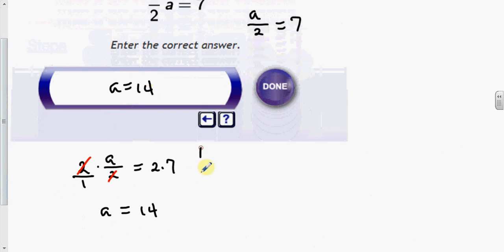And it should make sense. You know, a is 14. Well, obviously 14 divided by 2 is 7.